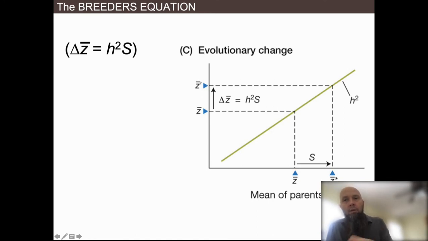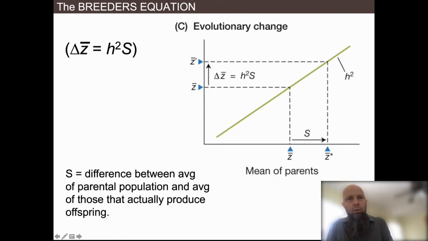And with this heritability, we can track that if z-bar star is a certain number, then z-bar prime, the new predicted average for the offspring, is going to be something that is reflected by the heritability. So the heritability has determined how high we go up on the y-axis, and S has determined how far to the right on the x-axis we go.